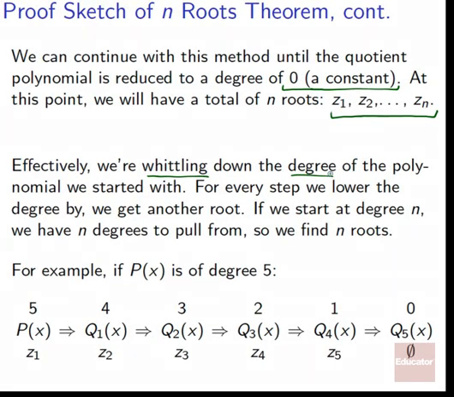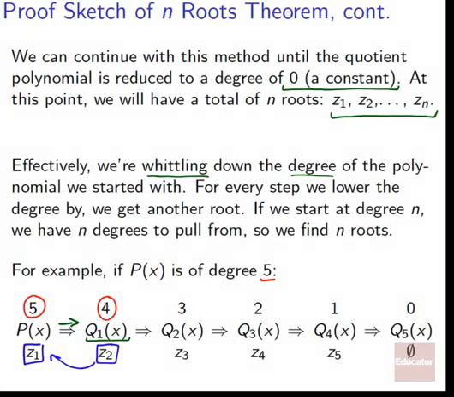For example, let's consider if p of x is degree 5. So we start off at degree 5 with p of x, our initial polynomial. By the fundamental theorem of algebra, we're guaranteed that it must have one root, z1 we'll call it. Then we use the division algorithm to break it into q1 of x. Now, q1 of x is going to have degree 4, and so by the fundamental theorem of algebra, we're guaranteed another root, z2. And since z2 is the root of q1, and q1 is contained inside of our initial polynomial p, z2 must also be a root for p of x.